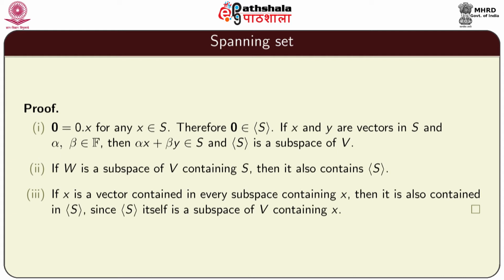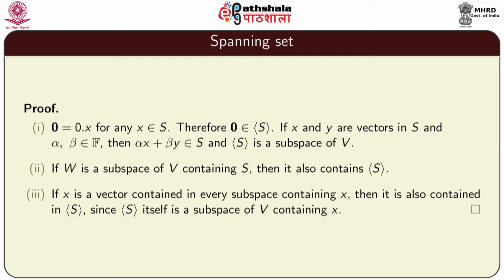Now, if x and y are vectors in S and alpha, beta are in the field F, then alpha x plus beta y belongs to span S, because span S is nothing but the collection of all possible linear combinations of vectors from S, and alpha x plus beta y being a linear combination of x and y is indeed in span of S. Therefore, span S is a subspace of V.